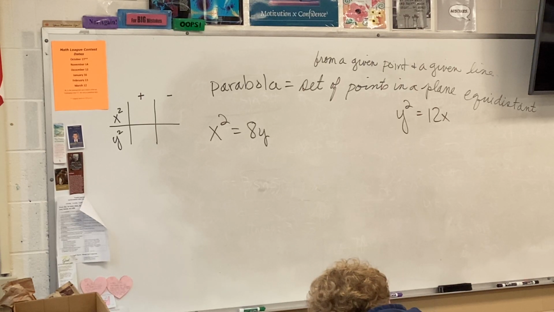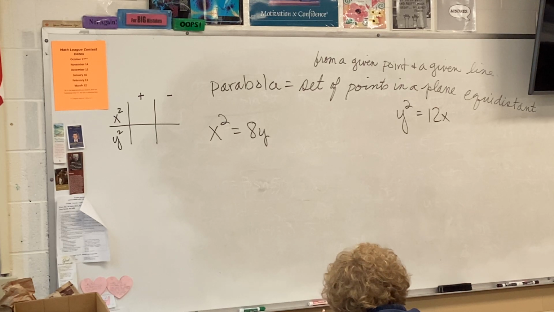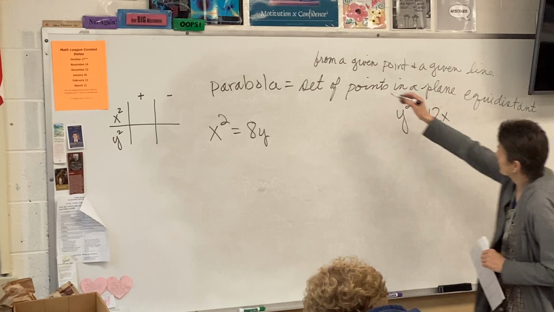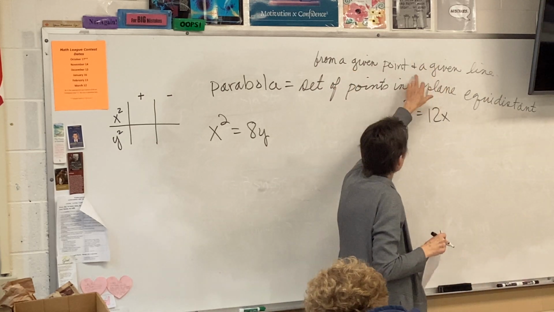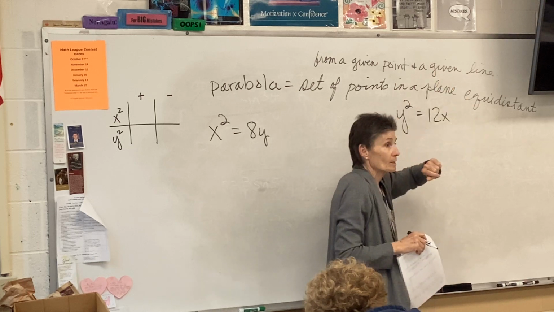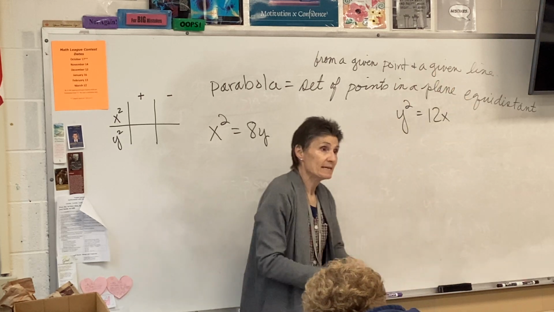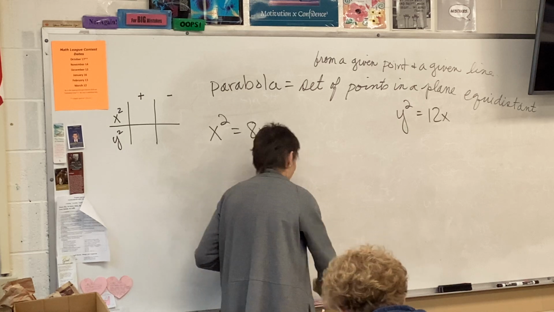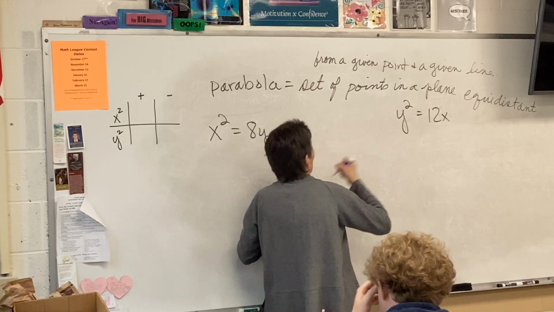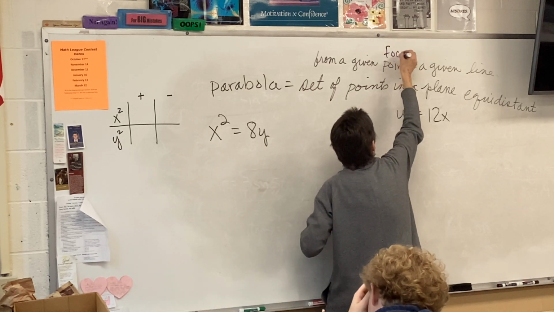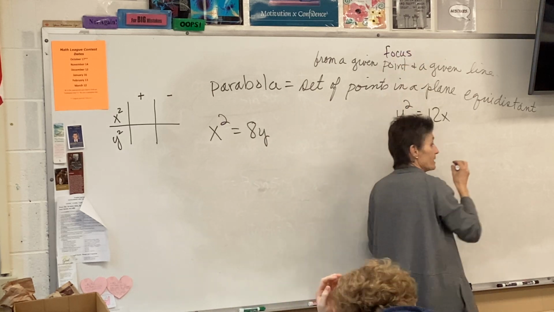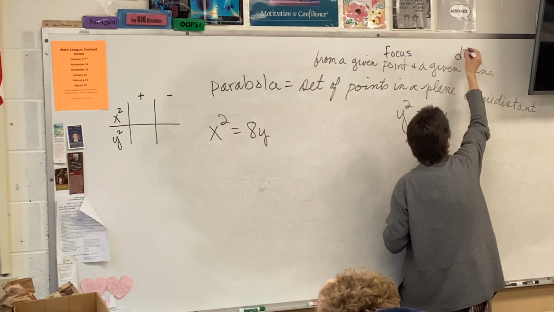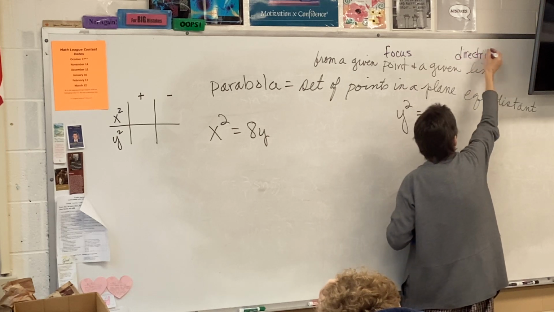A parabola is the set of points in a plane equidistant from a given point and a given line. Now, the given point has a name. It's called the focus. The given line has a name. It's called the directrix.